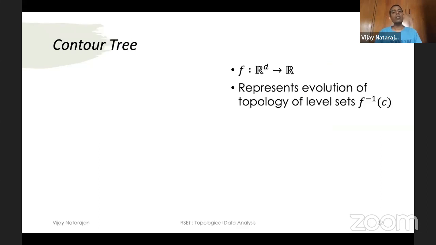Okay, so the next topological structure that I want to define is called the contour tree. Right? So we saw level sets at the beginning of the talk. Let me define them now. Right?